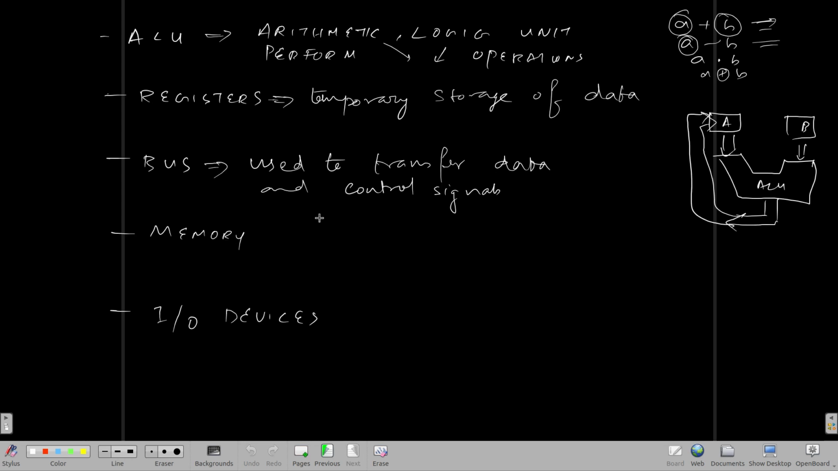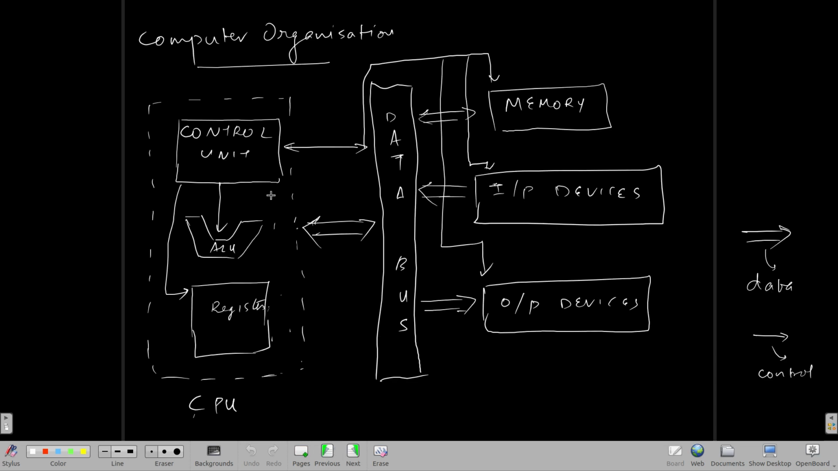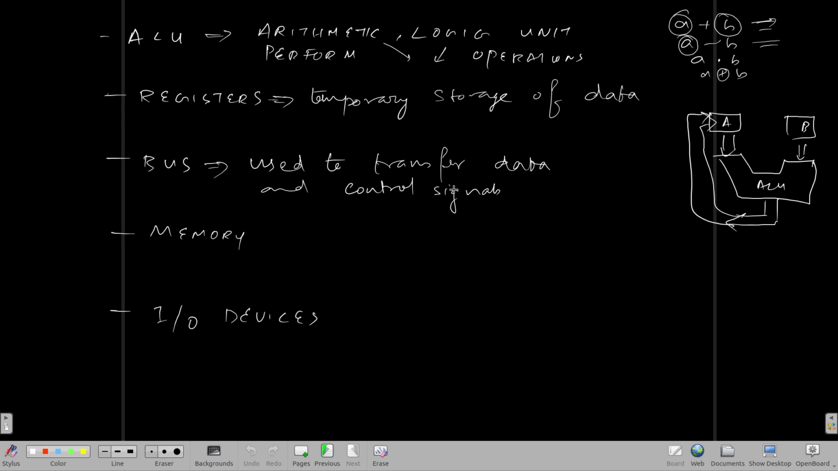It is used to transfer data and control signals. What do you mean by control signals? The control unit will give certain signals. It will ask the memory to do something, it will ask the input device to do something, the ALU to do something. So that is transferred using the control bus. Data is transferred using the data bus. So basically a bus is a collection of wires, a bunch of parallel wires, only that much is there.